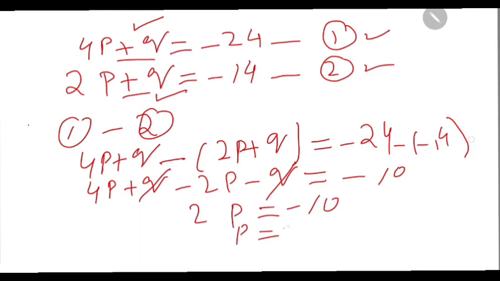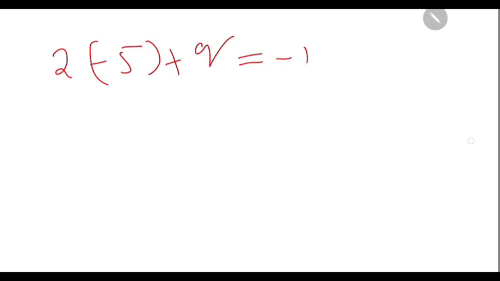So find the p value, negative 10 divided by 2, answer is negative 5. So p is negative 5, we proved. Now this p I'm going to substitute into equation number 1 or equation number 2 to find the q value. So I substitute the p value negative 5 into equation number 2 to get the q value. So in place of p is going to be negative 5 plus q is equal to negative 14.